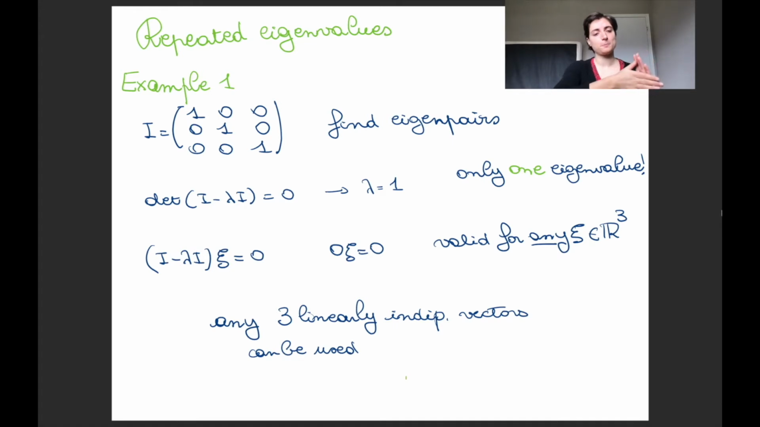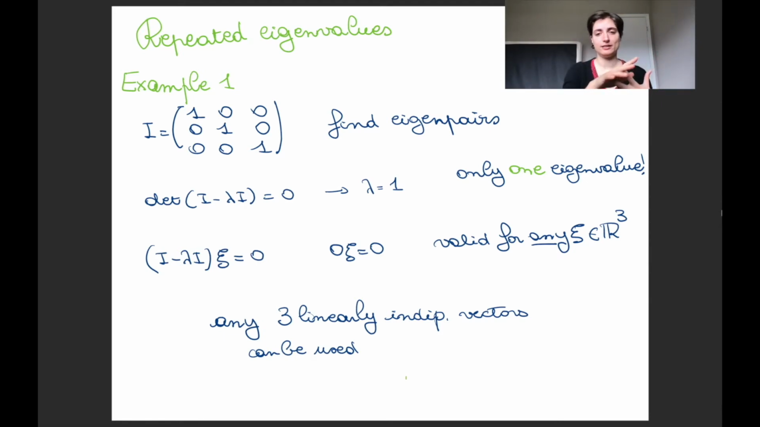So any xi1, xi2, xi3 such that they are linearly independent can be used to compute the matrix exponential of I, can be used to write the solution of x prime equals Ix. I mean, there's clearly one nicer solution, but any 3 linearly independent vectors can be used in this context. So even though the identity matrix has only one eigenvalue, it still has 3 linearly independent eigenvectors.